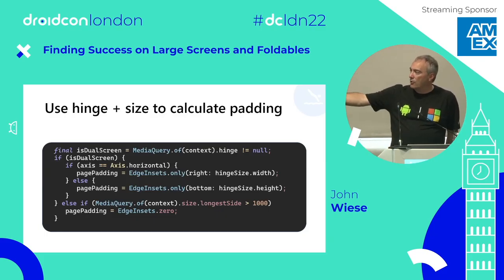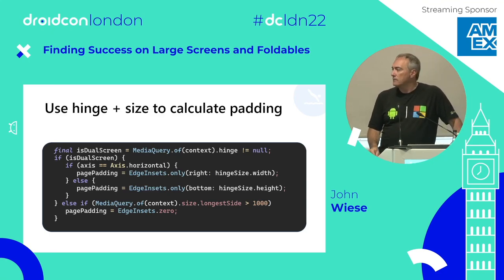And then if we're not on any of those, then we basically just check the size of the screen and say, well, how big is our screen? If it's more than 1,000, then we're going to say we don't need any padding. Just whatever we have as our default is good. So very straightforward, easy way to enhance the application.